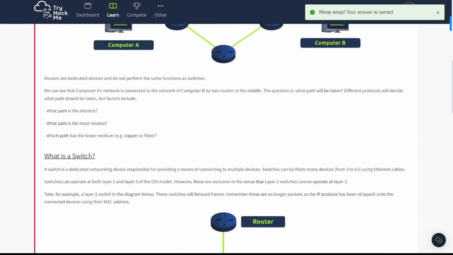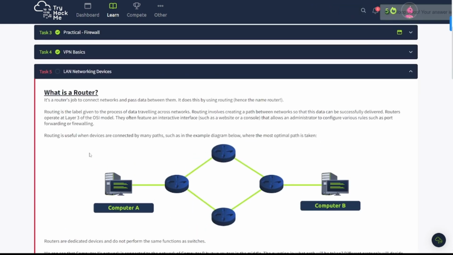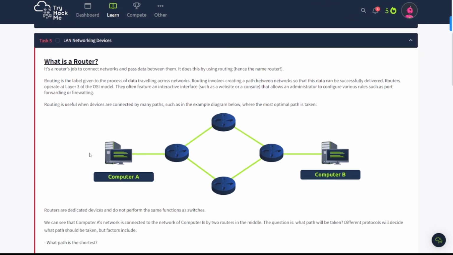We're going to be talking about LAN networking devices. What is a router? It's a router's job to connect networks and pass data between them. It does this by using routing, hence the name router. Routing is the label given to the process of data traveling across networks. Routing involves creating a path between networks so that this data can be successfully delivered.